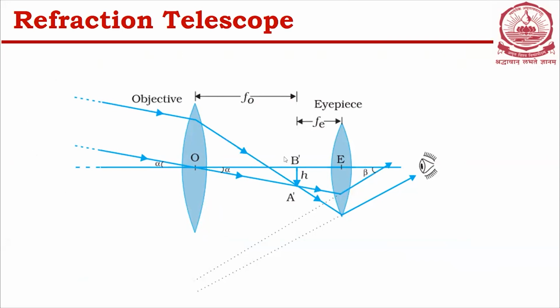So here there is no tube length and all. It is exactly f naught and fe, it matches, meaning the focal points are matching. But the focal length of the eye lens is very less compared to the focal length of the objective, exactly opposite to the compound microscope.